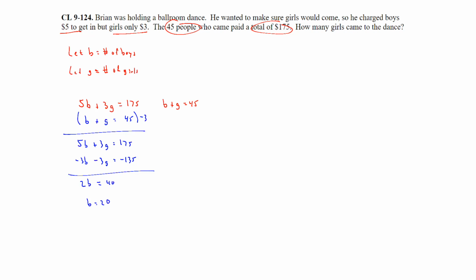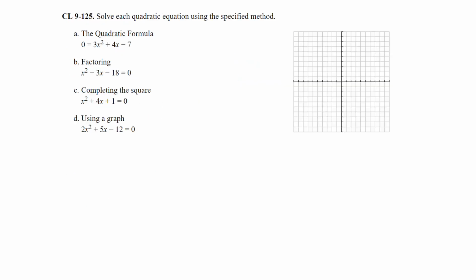Now, it says how many girls came to the dance. So we can plug B back in and get 20 plus G is equal to 45, subtract the 20, and we get G is equal to 25. So we know that 25 girls came to the dance. So make sure you answer the question that is being asked.